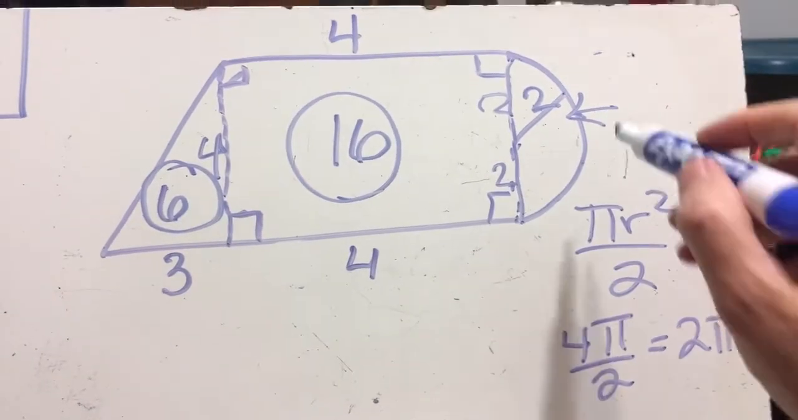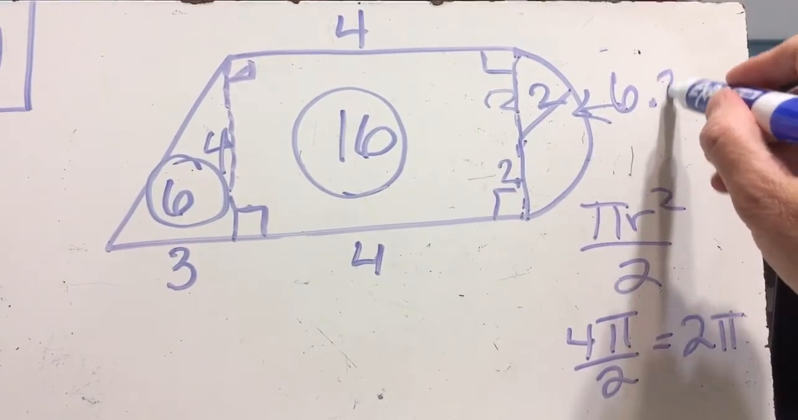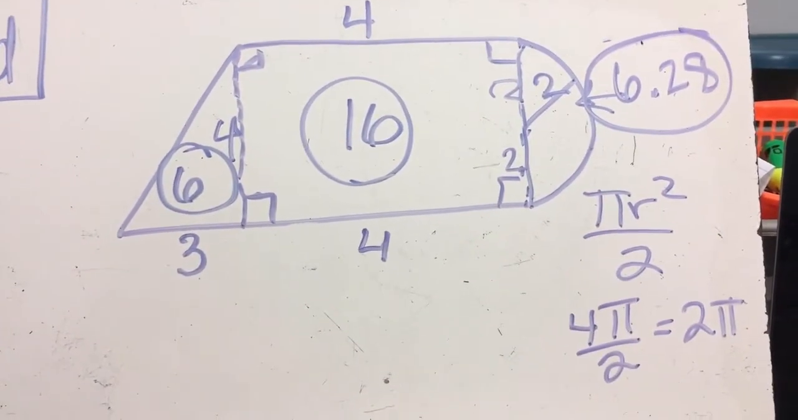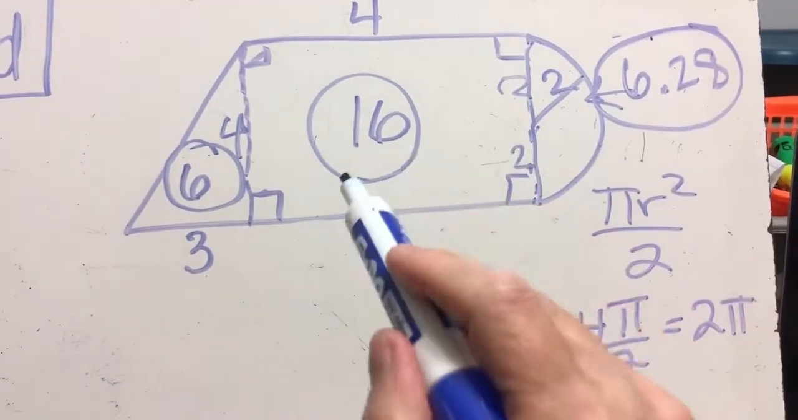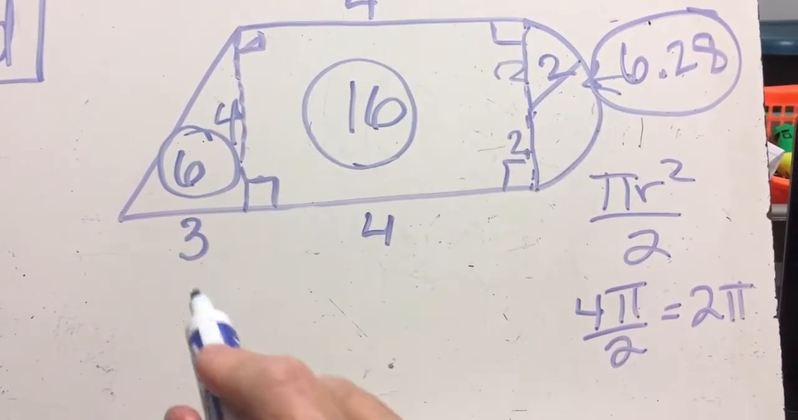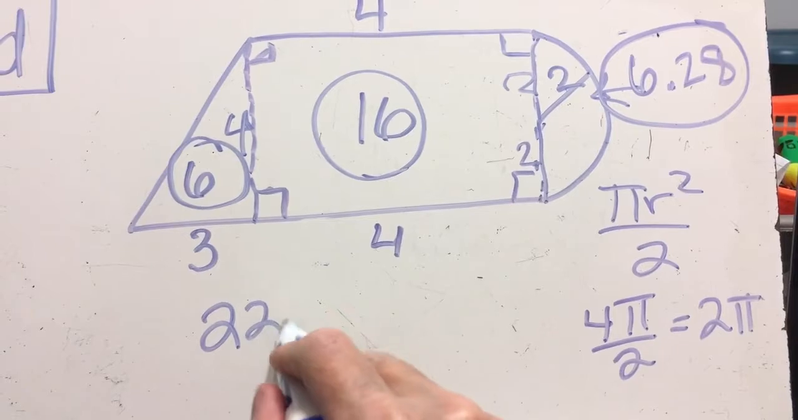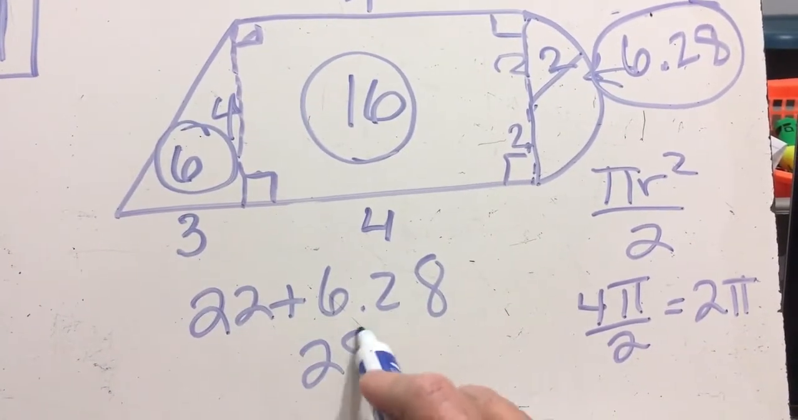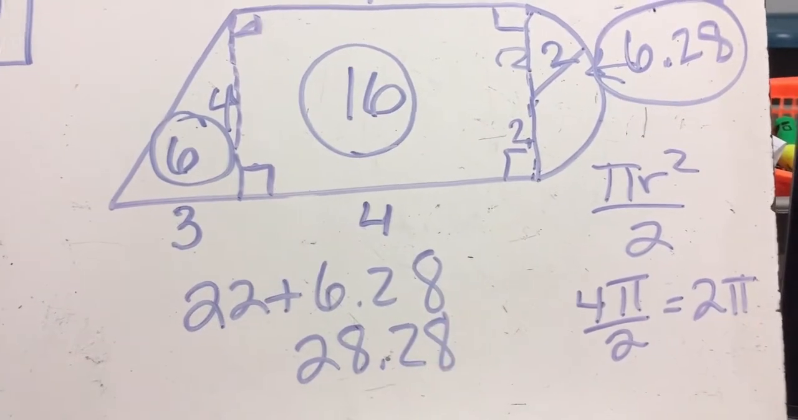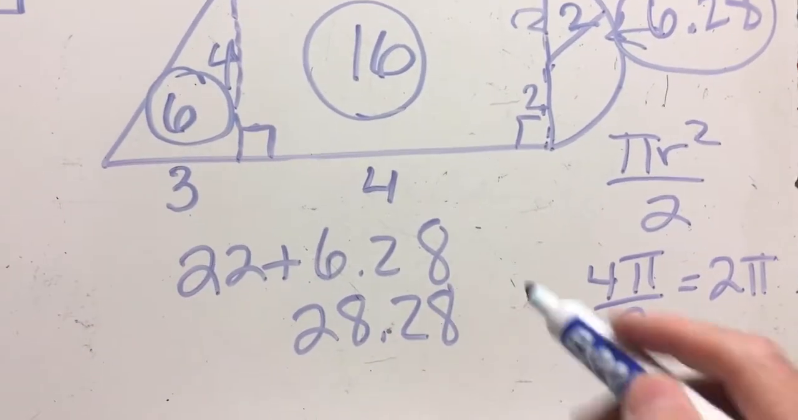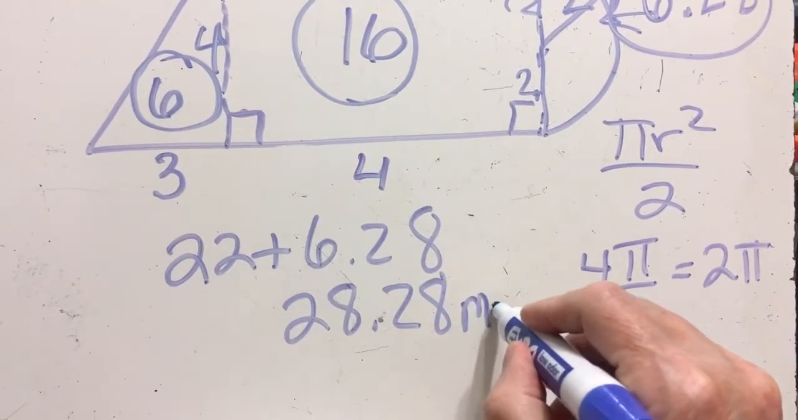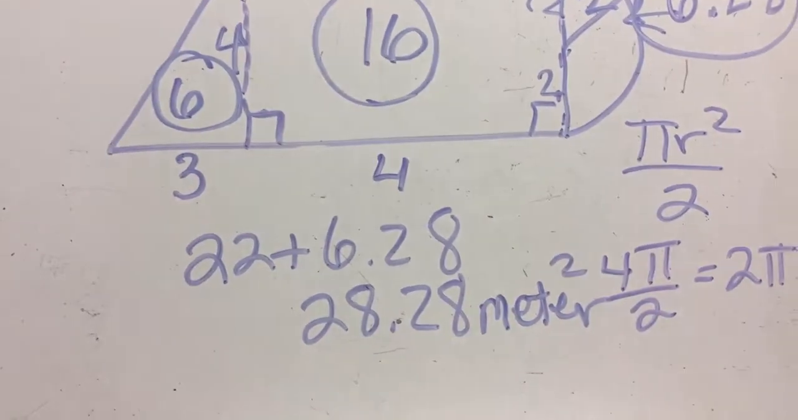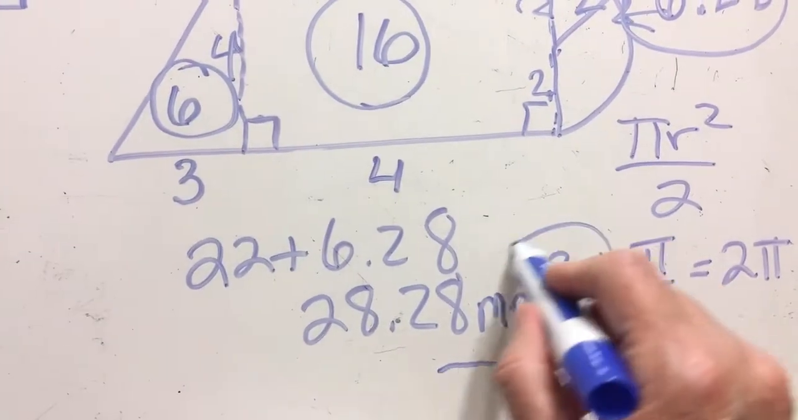And 2 pi, remember, is 6.28. We don't even have to do that. We can just learn it. So now let's add everything up. So 16 plus 6 is 22. And then we have 22 plus 6.28 is 28.28. And they told us that that was in meters. So that's going to be meters squared. Okay, and there is our answer.